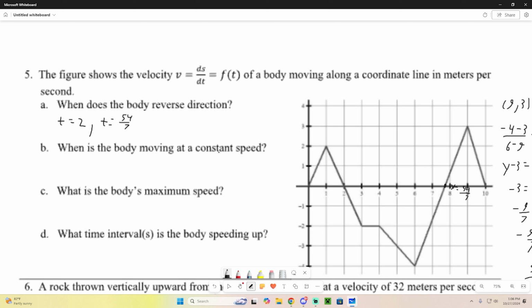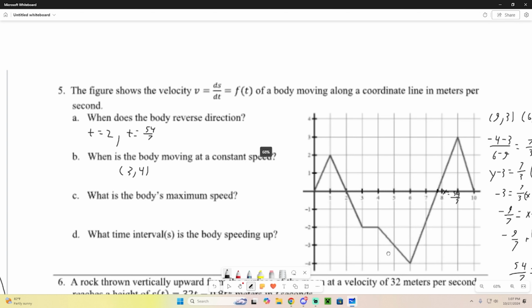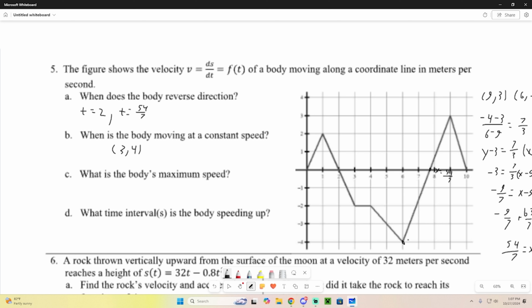When is the body moving at a constant speed? Constant speed means the velocity is constant, which we can see from 3 to 4, where the velocity is going straight, which means it's constant. So the body is moving at a constant speed from 3 to 4. Part C says, what is the body's maximum speed? You might be tempted to look at the y value and see the maximum is right here, but speed is actually the absolute value of velocity. So we take the absolute value: right here, the velocity is negative 4, which means the speed is 4, which means this is the maximum speed at t equals 6.